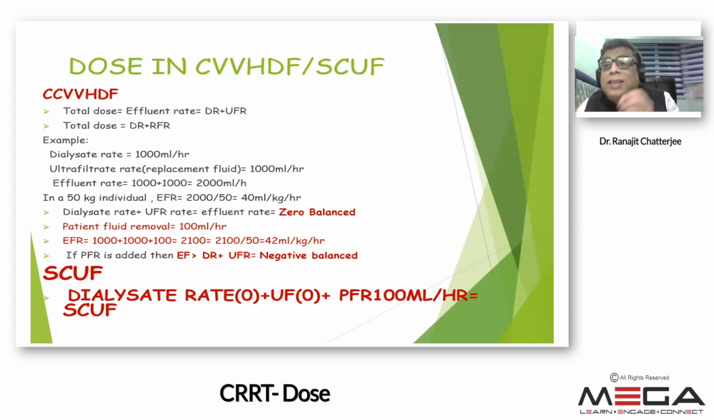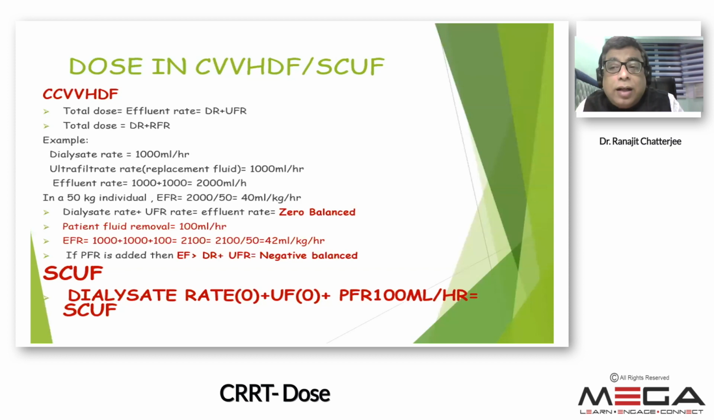So here, dialysate rate plus ultrafiltrate rate is equal to the effluent rate. It is zero balanced. Why? Whatever you are taking out, you are giving back to the patient. So now if we add to this the extra patient fluid removal, suppose you want to remove 100 ml of fluid per hour from the patient extra, because the patient is volume overloaded already. So 100 ml per hour extra means in 24 hours you're taking out around 2.5 liters from the patient. If you want to do that, for example.